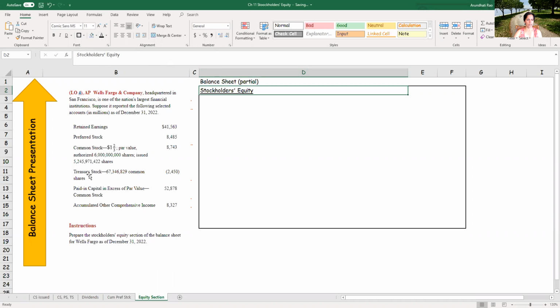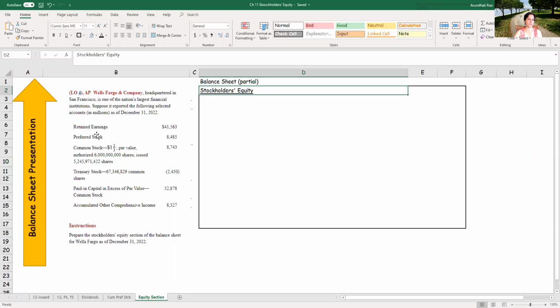So let's look at all the account names that are given here, and analyze these account names and see what they are. Once again, we are looking at a very elementary presentation, an example. We have retained earnings, preferred stock, common stock with all the details, treasury stock, paid-in capital in excess of par for common stock, and then we have accumulated other comprehensive income.